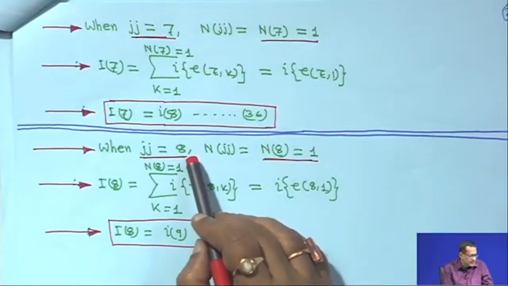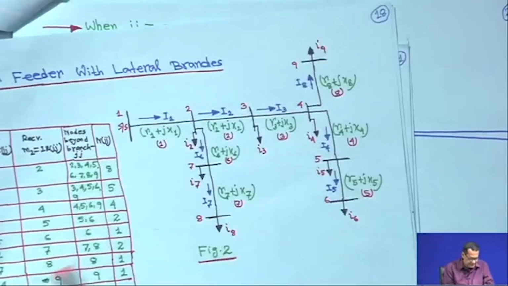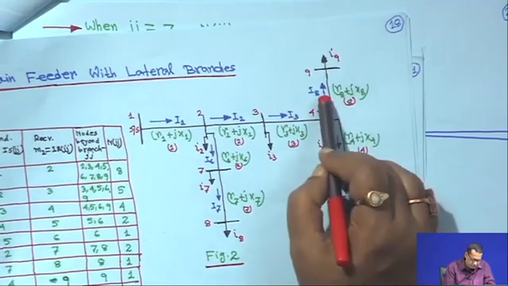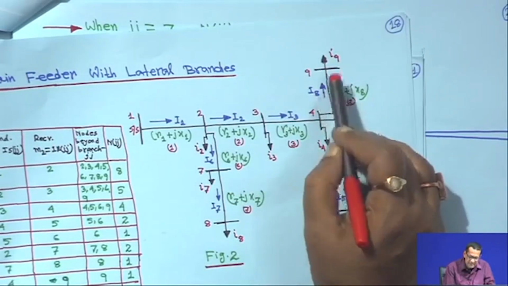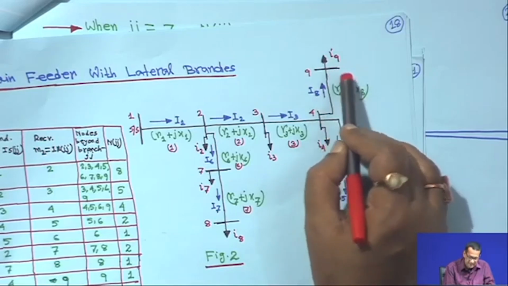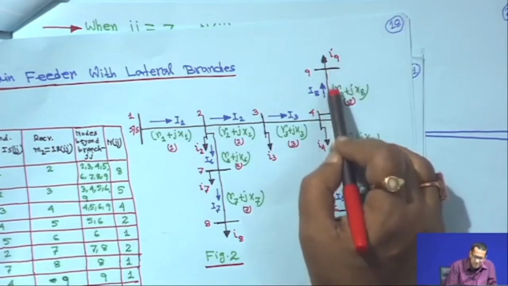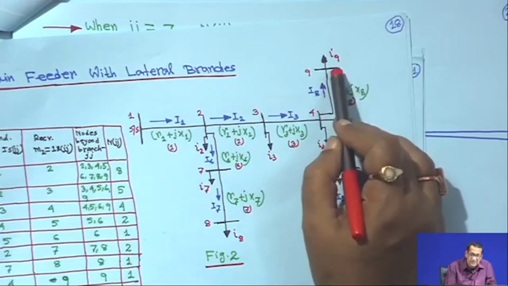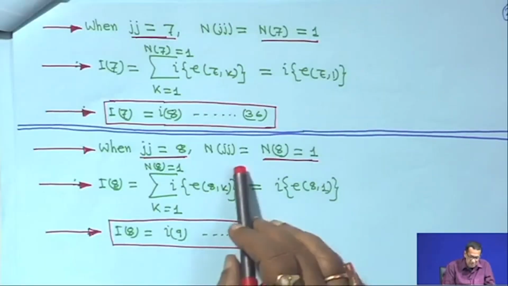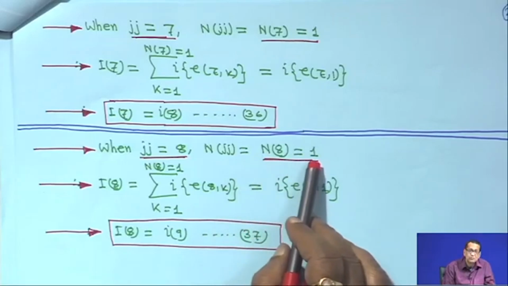When j j is equal to 8, that is this branch 8, from 4 to 9, only this node 9 is there, and basically capital I 8 is equal to small I 9, right, because beyond this branch there is no other branch, and this is the only node here. So, I 8 is equal to I 9. So, here also n j j is equal to n 8 is equal to 1.